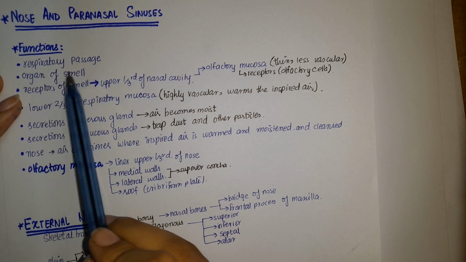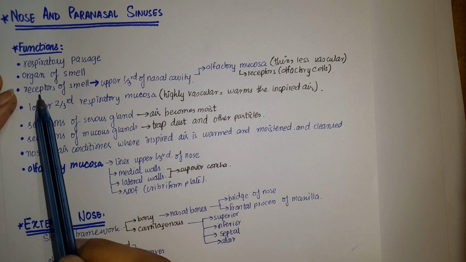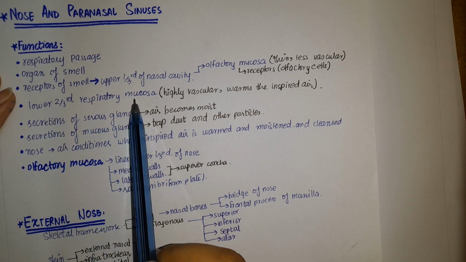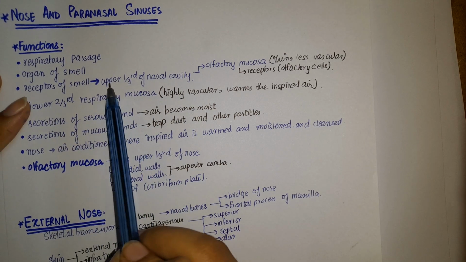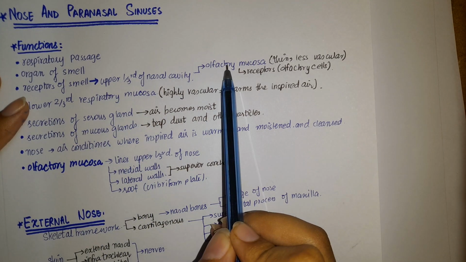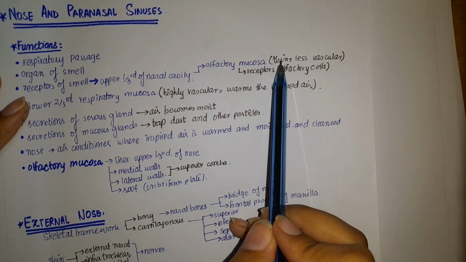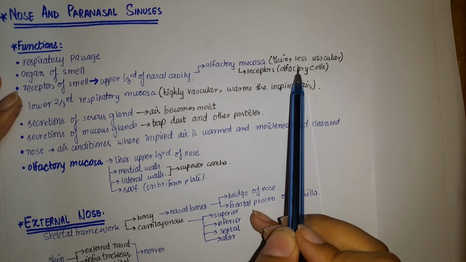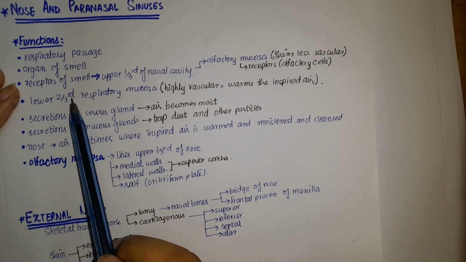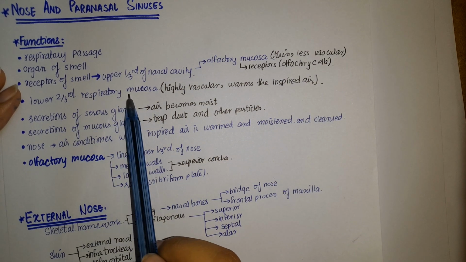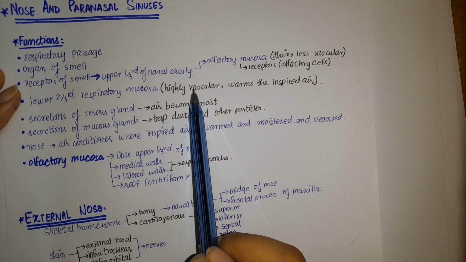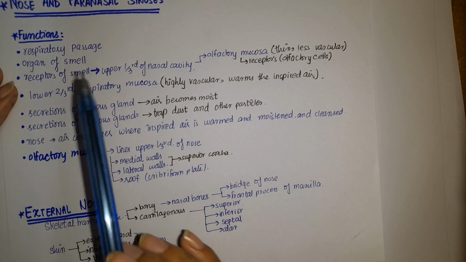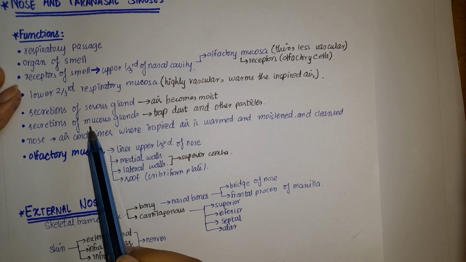As we know, it is an organ of smell, and it has an upper 1/3 portion and a lower 2/3 portion. The upper 1/3 portion has olfactory mucosa, which is thin and less vascular and has receptors which are known as olfactory cells. Whereas the lower 2/3 portion has the respiratory mucosa, which is highly vascular and it warms up the inspired air. It has two types of glands. One is the serous gland and the other is the mucus gland.